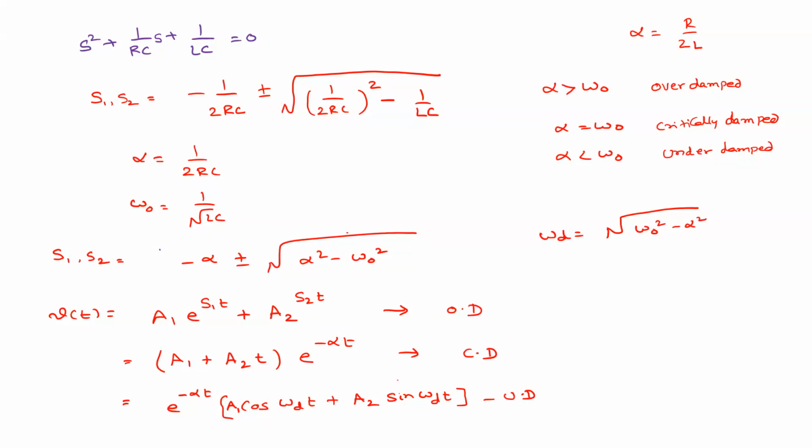So there is no need to remember anything else, right? The only thing is we need to remember these three things. In addition to that, in case of series RLC circuit, alpha equals R by 2L. In case of parallel RLC circuit, alpha equals 1 by 2RC. So that is the only thing we need to remember.